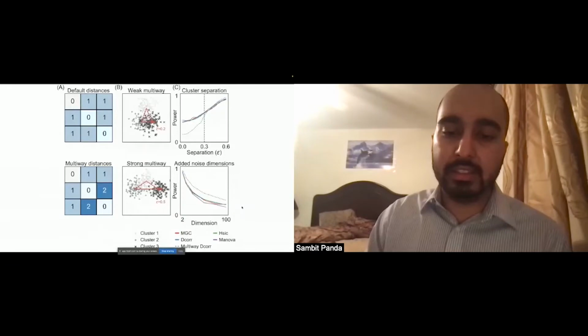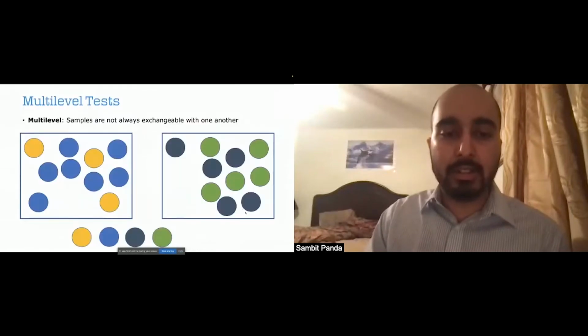Then multi-level tests. Basically, we're looking at block permutation. It's a little difficult concept, so I thought I'd show an animation. If we sample from these two boxes, where the left two values must come from the left box and the right two must come from the right box.